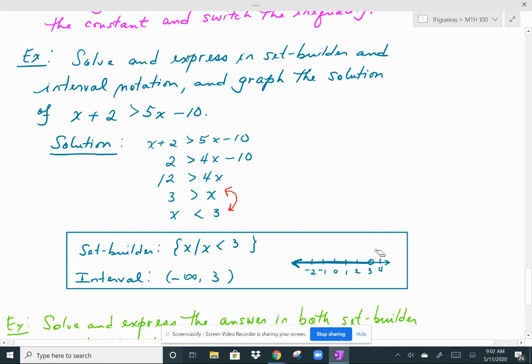And just like I mentioned in the past, you can check this. So suppose I want to check some number less than 3. So let's check 0. You can pick any number less than 3, plug it into the original inequality. Is the left side greater than the right side? So 2 is definitely less than, oh, I'm sorry, I wrote this down wrong. It's a greater than symbol at the beginning. Sorry about that. So we want to check if this is greater than the right side. 2 is definitely greater than negative 10, so it checks out. I wrote down the wrong symbol. All right, so let's move on.